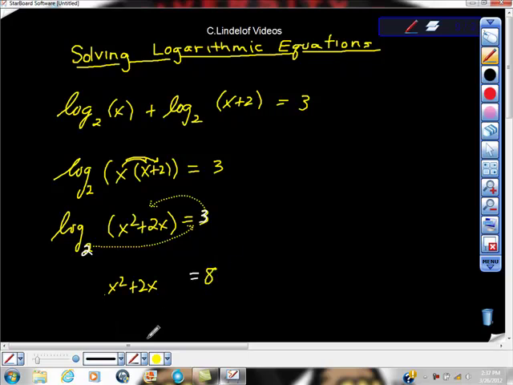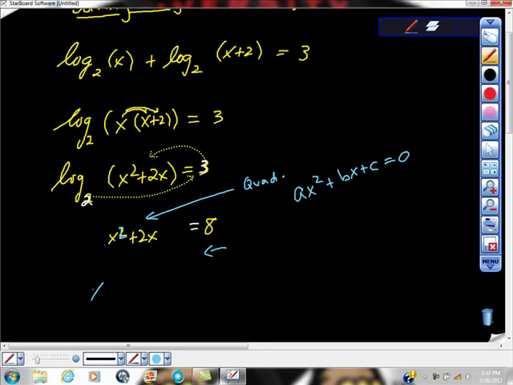Now we have to keep in mind, and this is where stuff falls apart for some people, that they don't know what to do from here. Well, this whole thing is a quadratic, right? So we have to think in that pattern, back to algebra, that ax squared plus bx plus c is equal to 0. So we're going to move everything over this way, and we have x squared plus 2x minus 8 is equal to 0.